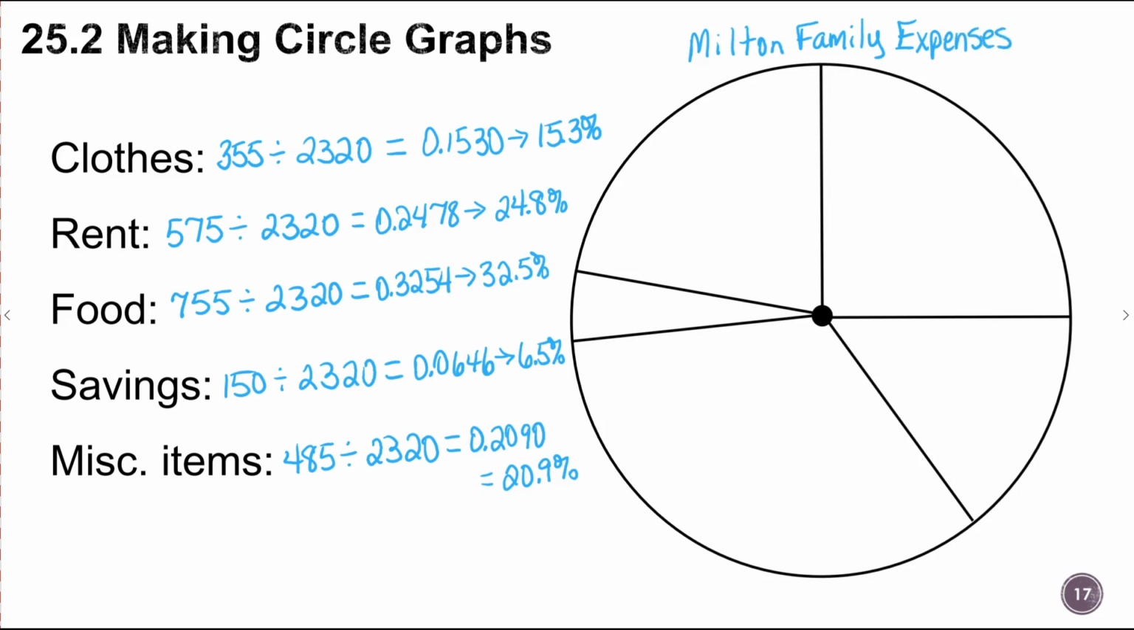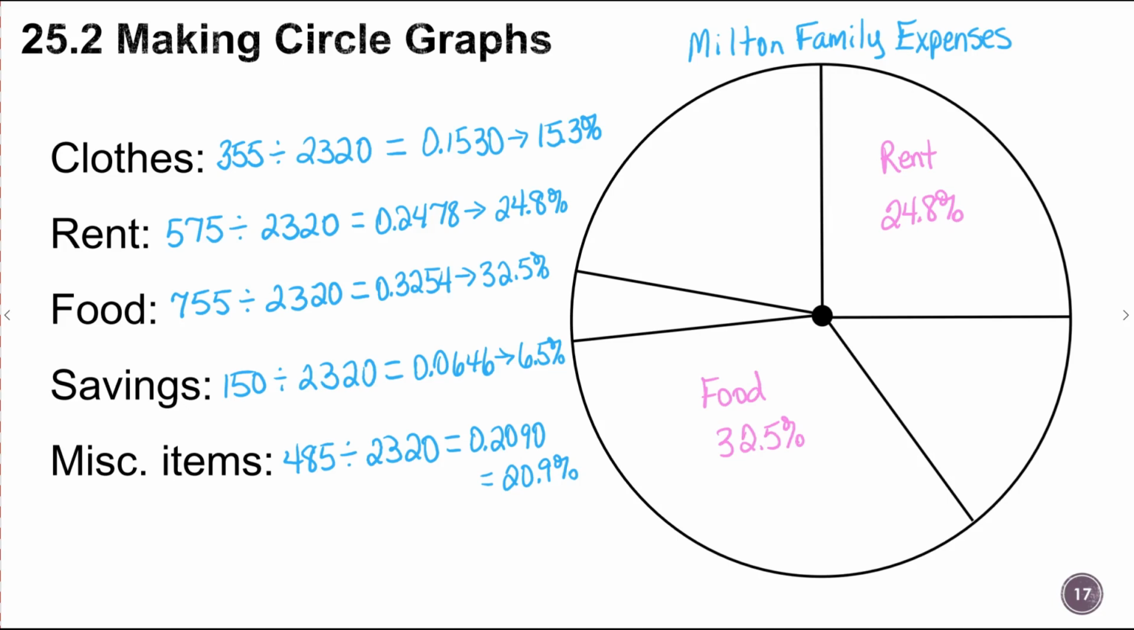And we're going to label this graph Milton Family Expenses, and then we also will label inside, right? So I have it split. You can see that rent is very close to 25%, and it was at 24.8%. And you're going to have to just kind of estimate which one's which here. This one was food. Food was the biggest category, so you can see that this is the biggest part of the circle that I have here, 32.5%.